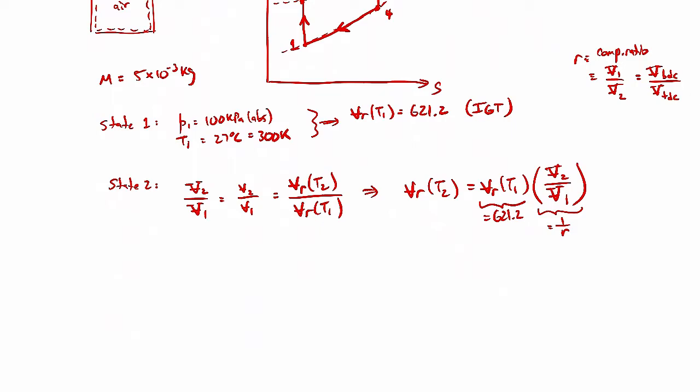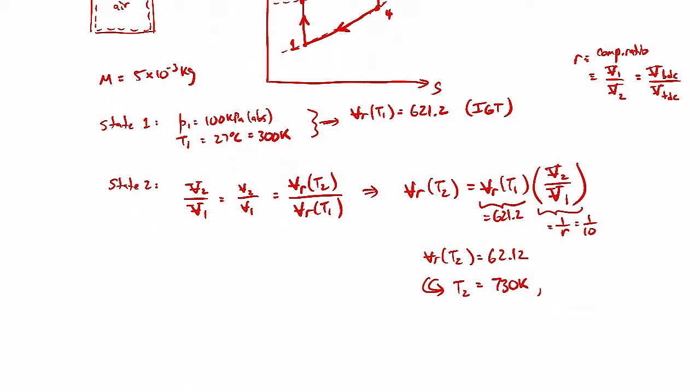Okay. So down here, this is just 1 over the compression ratio. So we know that that value is equal to, the compression ratio is 10. So we can then find VR at T2. That just comes out to be 62.12. And then we can go back to the ideal gas table to look up the value for T2. So that comes out to be 730 Kelvin.